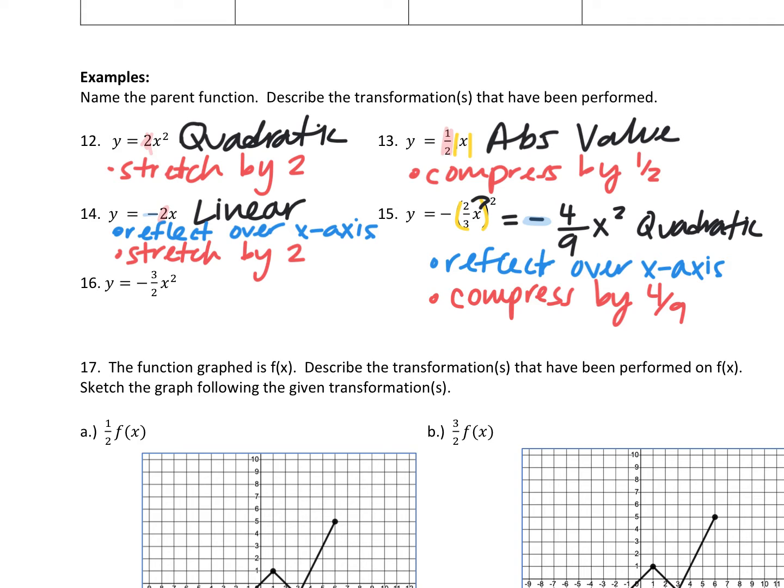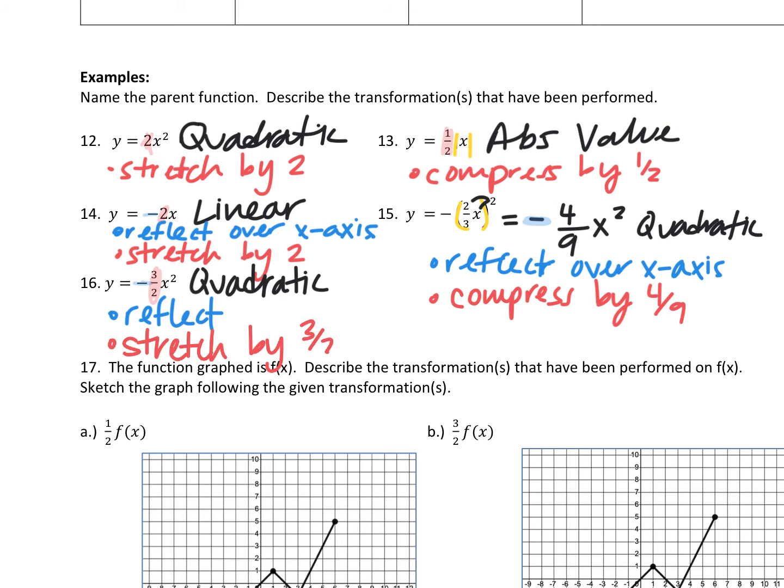Number 16 is also quadratic because of the squared. The negative in front causes it to reflect. The 3/2, that is 1.5, so this is actually a stretch by a factor of 3/2.